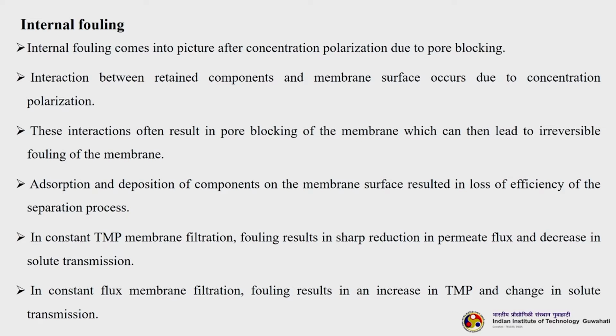So, that is irreversible fouling. In constant TMP filtration, fouling results in sharp reduction. When we are going for a constant transmembrane pressure filtration, the permeate flux decline is very sharp. In constant flux filtration, where you are maintaining the flux at the same level, fouling results in an increase in TMP and change in solute transmission. To maintain the constant flux, you have to increase the transmembrane pressure, and since you are increasing it, the change in solute transmission also occurs.